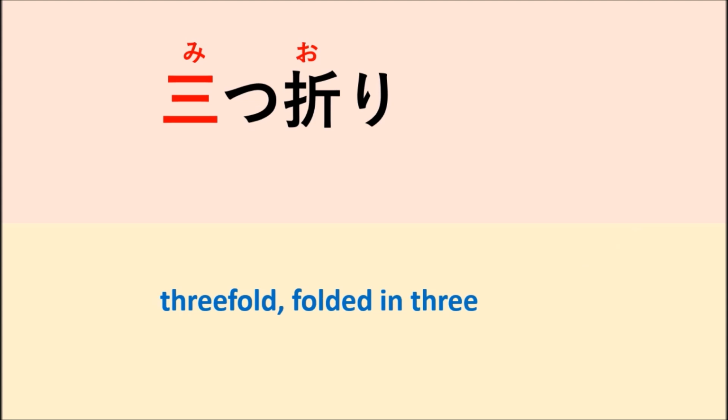三つ折り means folded in 3, a brochure or phone folded in 3.